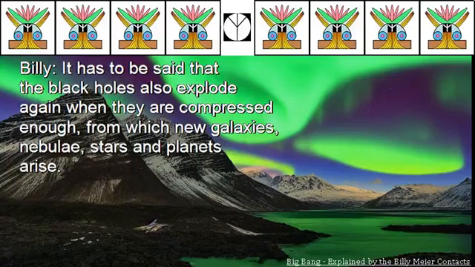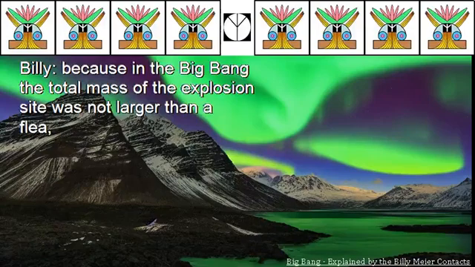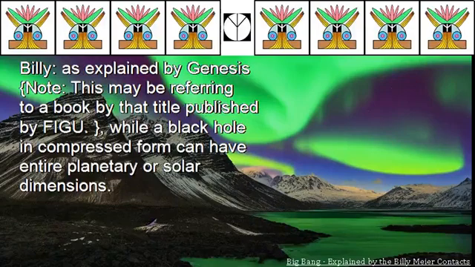It has to be said that the black holes also explode again when they are compressed enough, from which new galaxies, nebulae, stars, and planets arise. These black holes are gigantically large in relation to the original Big Bang mass, because in the Big Bang, the total mass of the explosion site was not larger than a flea, as explained by Genesis. Note: this may be referring to a book by that title published by Figu. While a black hole in compressed form can have entire planetary or solar dimensions.